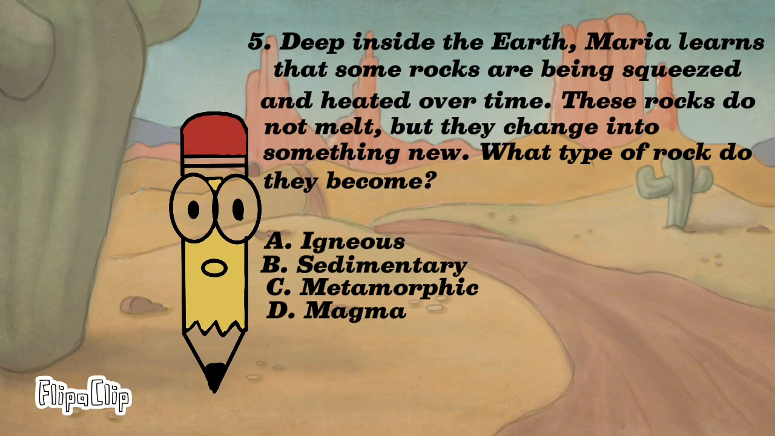5. Deep inside the Earth, Maria learns that some rocks are being squeezed and heated over time. These rocks do not melt, but they change into something new. What type of rock do they become? A. Igneous. B. Sedimentary. C. Metamorphic. D. Magma.